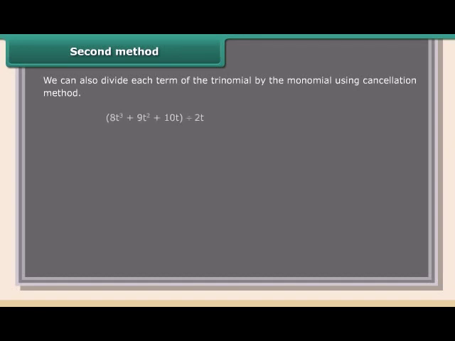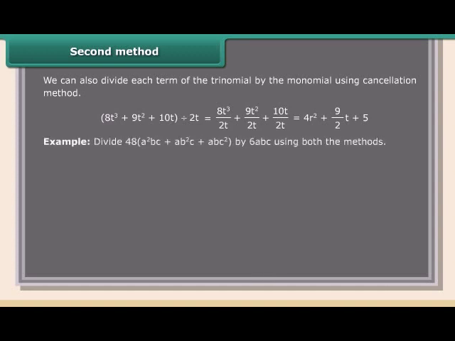Second method. We can also divide each term of the trinomial by the monomial using cancellation method. 8t cube plus 9t square plus 10t divided by 2t is equal to 8t cube upon 2t plus 9t square upon 2t plus 10t upon 2t is equal to 4t square plus 9 upon 2 into t plus 5.